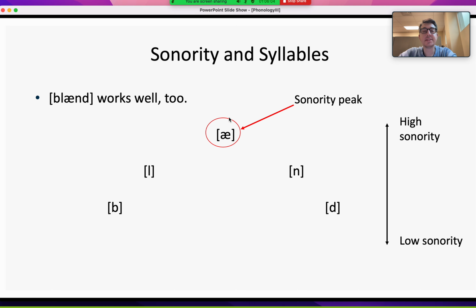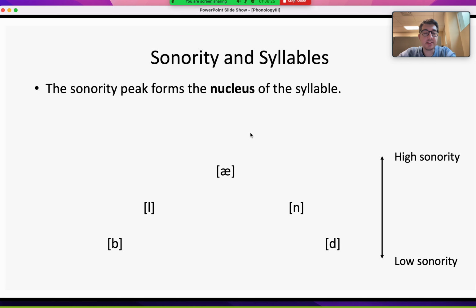This part of a syllable we call the peak, and this sound reaches the sonority peak, mainly the loudness. The level of loudness goes up and then it goes down. So it reaches its peak of loudness. And the sonority peak is the nucleus of the syllable, or the core of the syllable, right? Nucleus meaning the core.